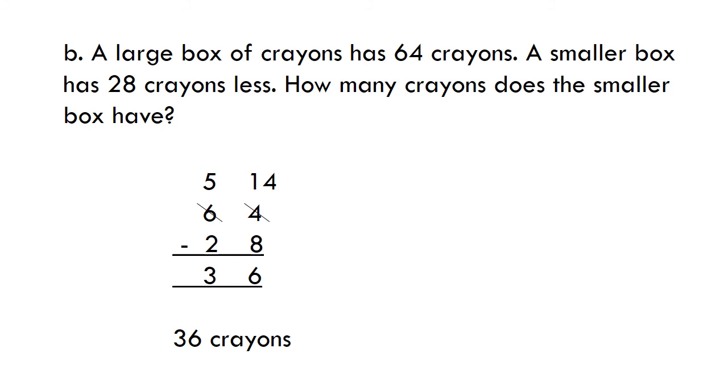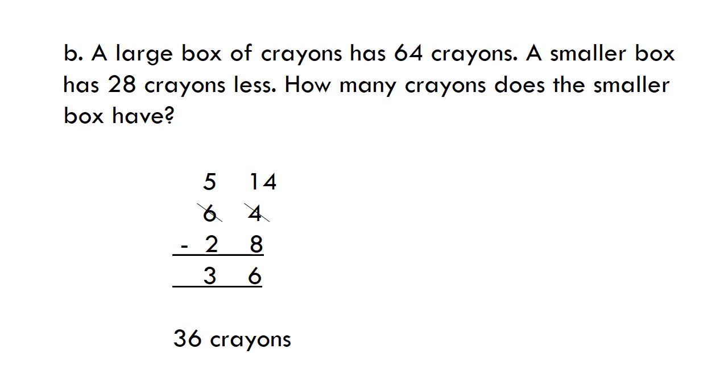Now children, let's solve second part of story sums. D. A large box of crayons has 64 crayons. A smaller box has 28 crayons less. How many crayons does the smaller box have? Children, here we have to find out how many crayons the smaller box has. So we subtract here. Subtract 28 from 64.